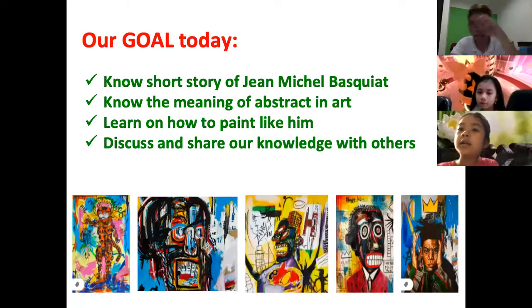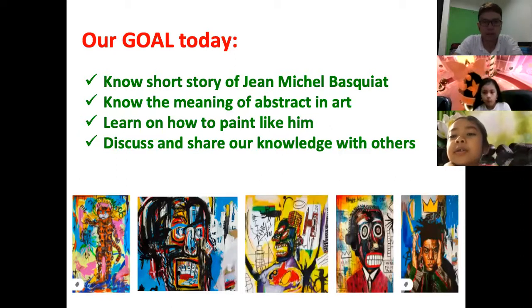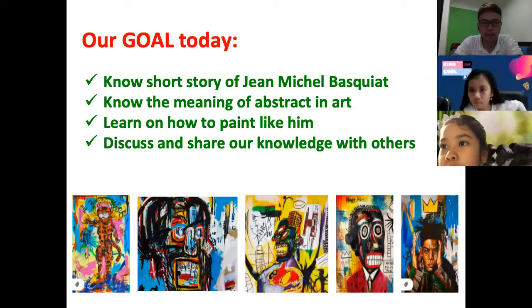Can you read this one, please, Evo? Short story of Jean Michel Basquiat. Know the meaning of abstract in art. Learn how to use paint like him. Discuss and share our knowledge with others.